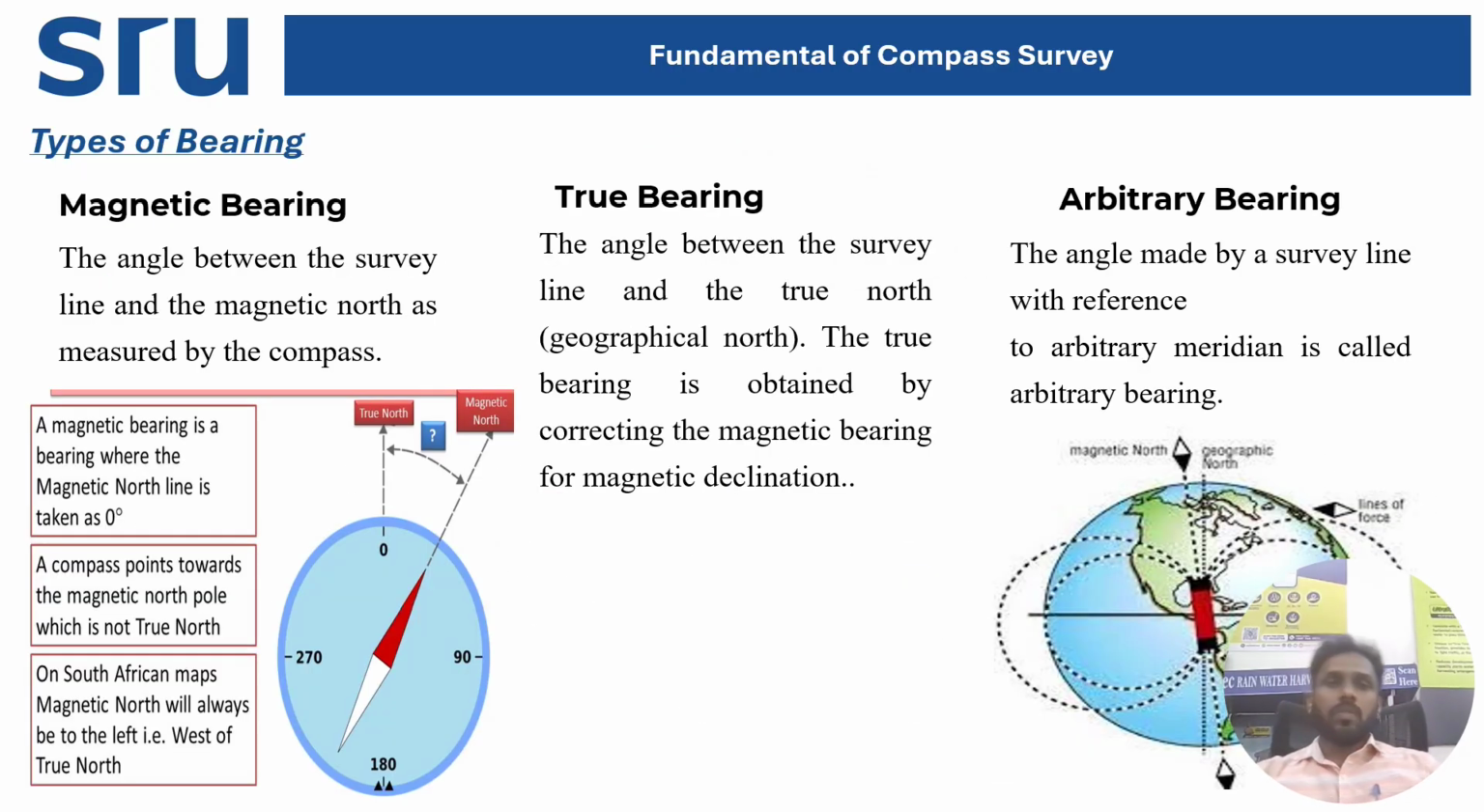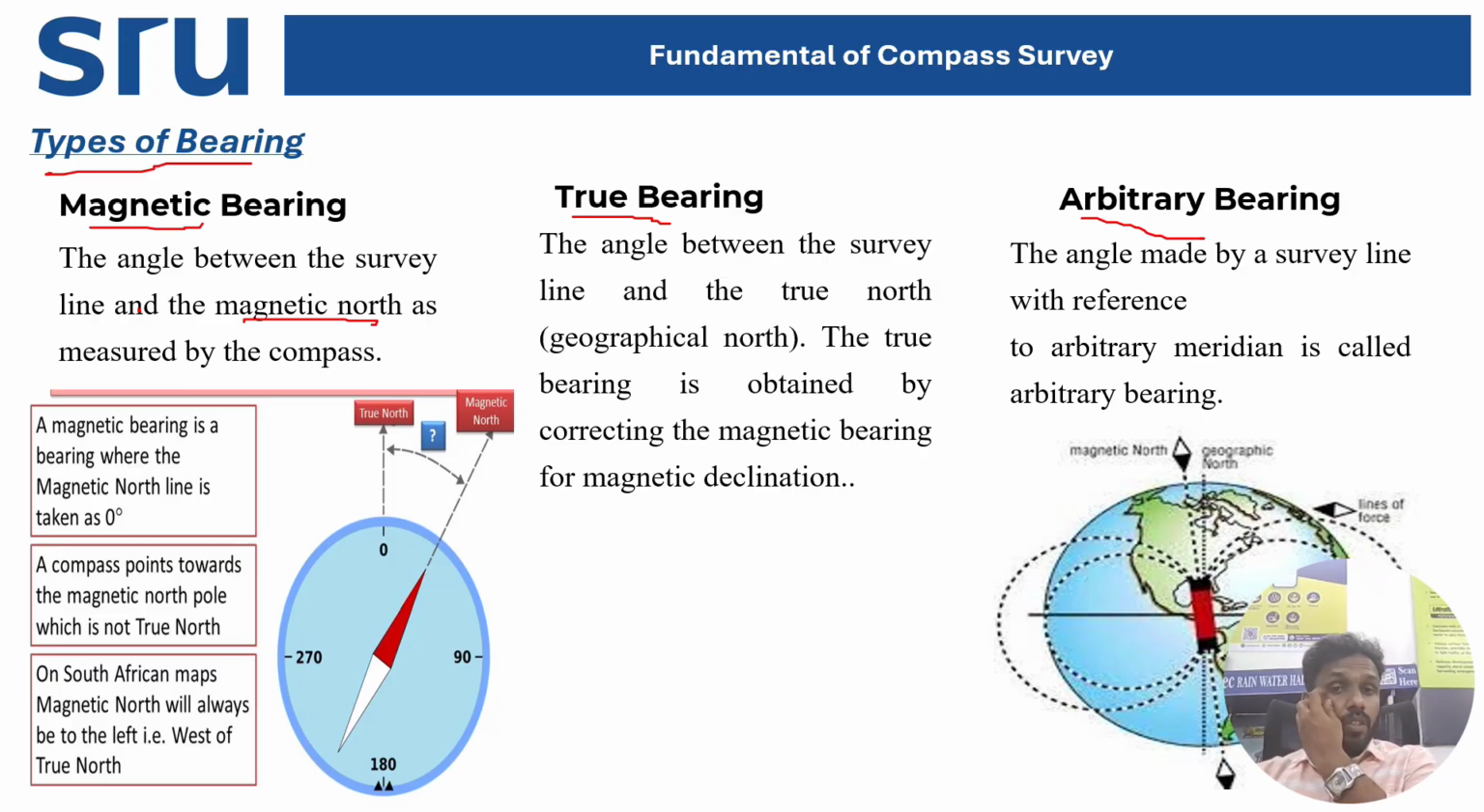So, types of bearing. We are segregating the types of bearing. The first one is magnetic bearing, the second one is true bearing, and the third one is arbitrary bearing, right? A magnetic bearing is an angle between the survey line and the magnetic north, as I have said earlier. You can see here, this is your magnetic north, and this is your true north, because there will be variation in your true bearing. When you are measuring an angle between the magnetic north and the line, that is called magnetic bearing. Then a true bearing is the angle between a survey line and the true north or geographic north.